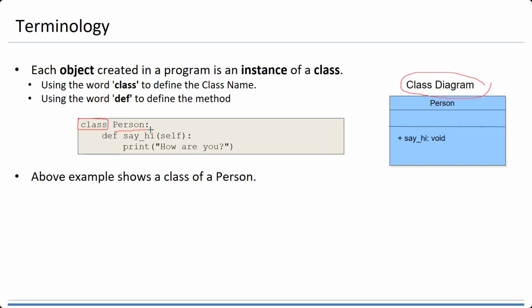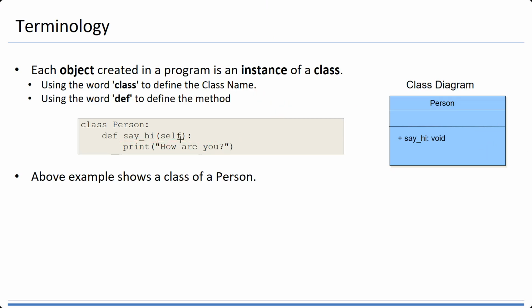You have the class name. So this is the class name, and the class name is person. This class name refers to the class name in the class diagram. For the first class, we have a method, or sometimes we call it a function. This function starts with def, and the name is say hi. We will take a look at what self is later. And inside of this function, we have one statement, which is print.